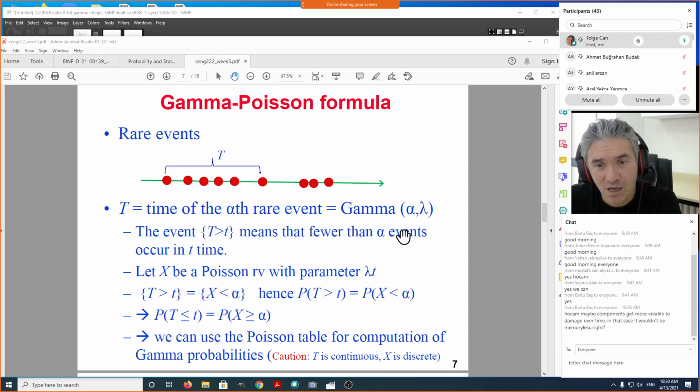By the way, another thing is when alpha is not an integer, we cannot use this Gamma-Poisson formula, right? Because when alpha is like 2.5, we go to discrete space. It will not work. So alpha has to be an integer in order to use the Gamma-Poisson formula, because our Poisson variable is an integer.